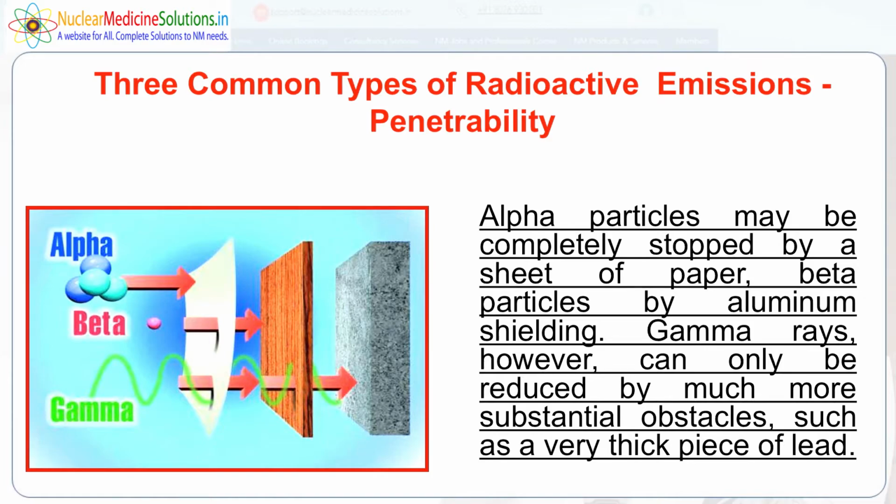Again, similarly, we have defined a pictorial graph of alpha, beta, gamma. Alpha particles may be completely stopped by a sheet of paper, beta particles by aluminum shielding, and gamma rays, however, can only be reduced by much more substantial objects such as a very thick piece of lead or concrete.